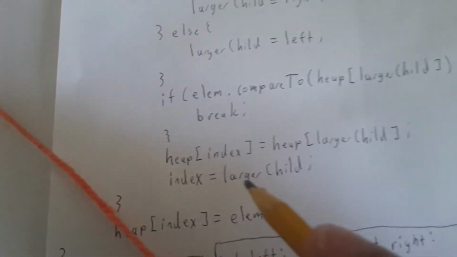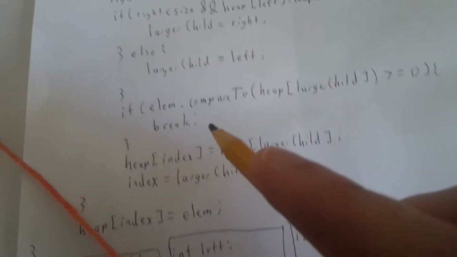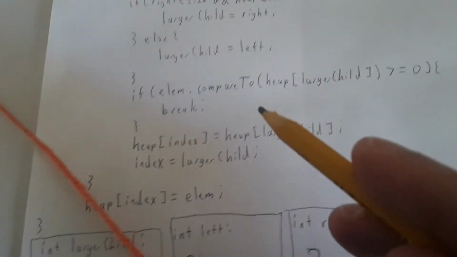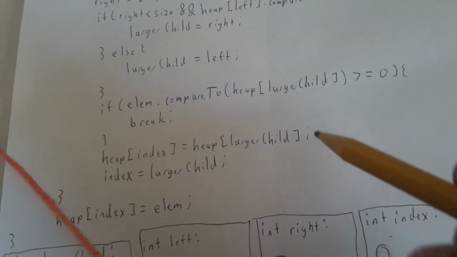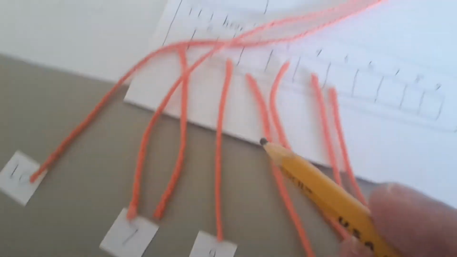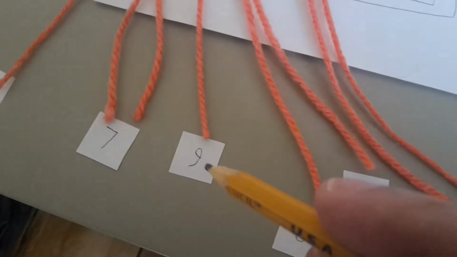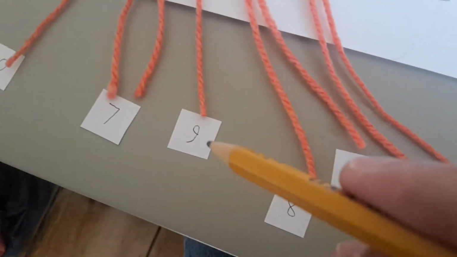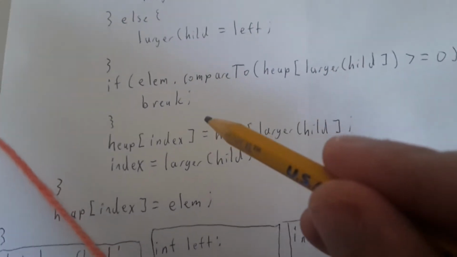Okay, next, if element is greater than or equal to the element at larger child, which is 1. So element, if we follow this line, is 7. Is 7 greater than or equal to the element at 1, which is 9? No, that's false. So we can just exit out of this if statement.